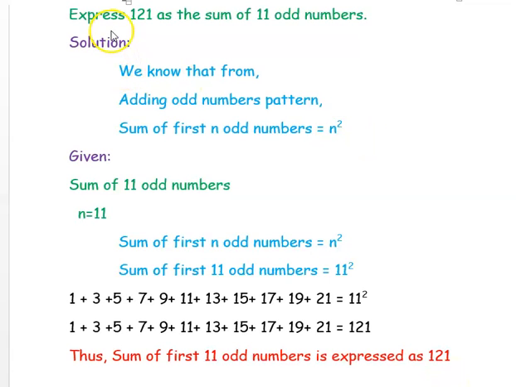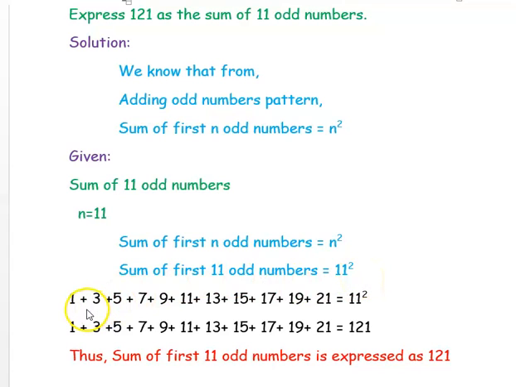Next question is express 121 as the sum of 11 odd numbers. So solution, we know that from adding odd numbers pattern, sum of first n odd natural numbers is equal to n square. This is the formula. So now it's given sum of 11 odd numbers. So we are going to take that n is 11. So sum of first n odd natural numbers equal to n square. So in this formula we are going to substitute n equal to 11. So sum of first 11 odd natural numbers is equal to 11 square.